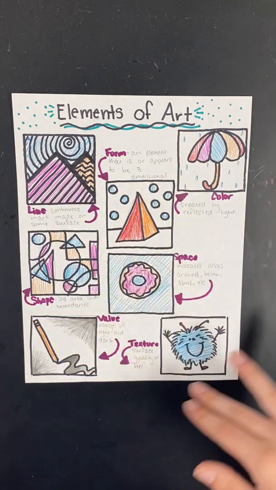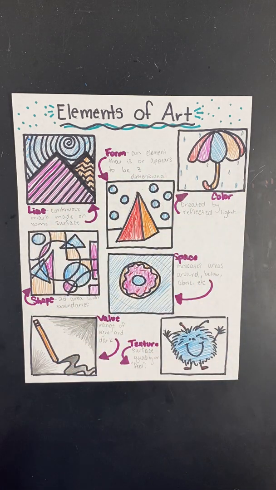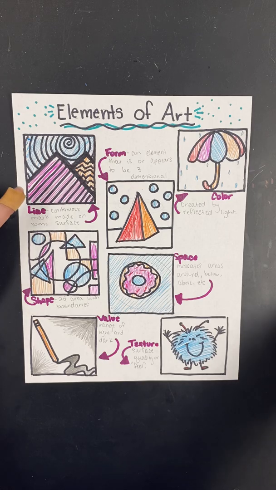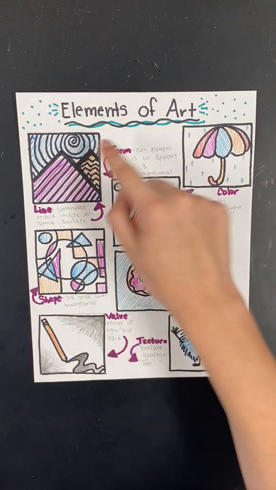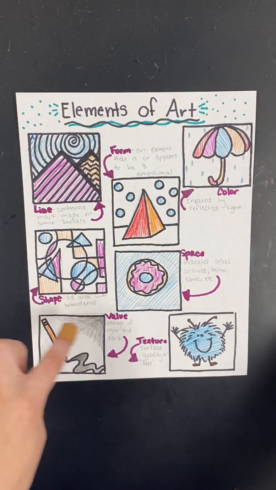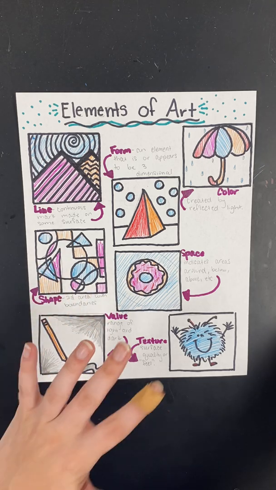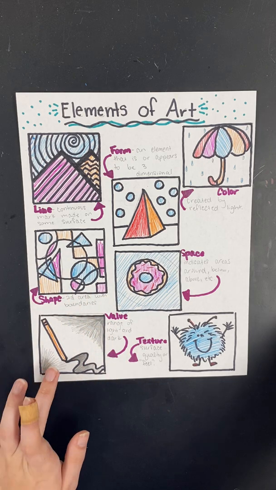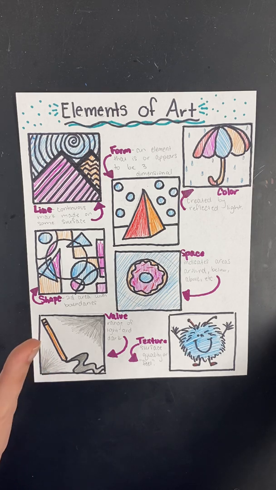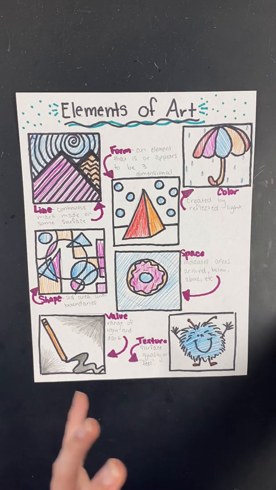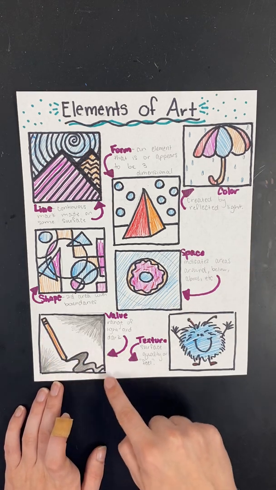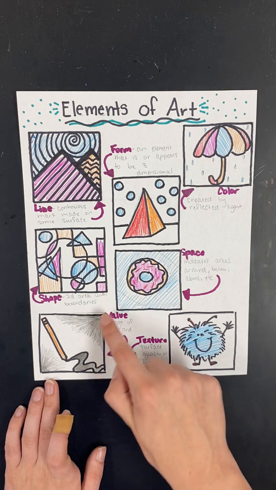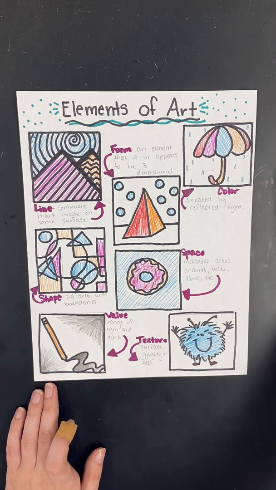So I'm gonna go briefly through each element. That way you kind of have an idea of what you're supposed to do. So for line, I just drew a picture with a bunch of different types of line. I have some zigzag lines, I have some straight lines, I have some curved lines up here. Shape, I just drew different types of shapes. No shading or anything, just flat shapes. Value, remember value is when you go from light to dark. Shading, another word for value is shading. So if you look right here, I made it kind of like a pencil and it's drawing a shaded line. It goes from dark to light. And then I also shaded the corners of that picture.